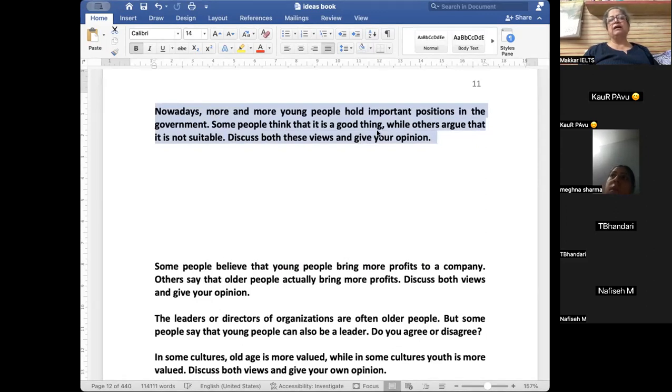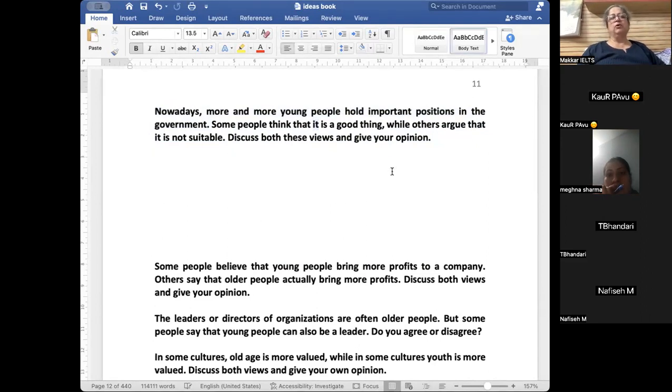Nowadays, more and more young people hold important positions in the government. Now, is this somebody saying, or is this a fact? Is this part of the statement somebody saying, or is it a fact? Ma'am, it is a fact. Yes, it is a fact, right? Then comes the two opinions. Some people think that it is a good thing, while others argue that it is not suitable. Now, what is this it for? It is for young people holding important positions in the government.